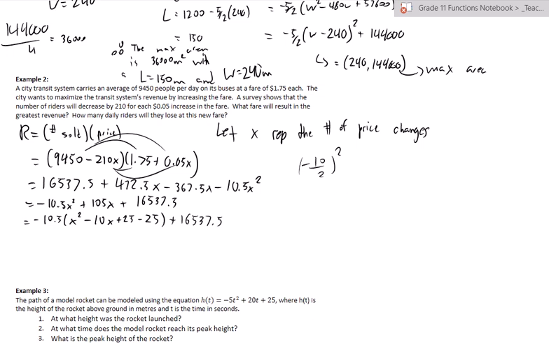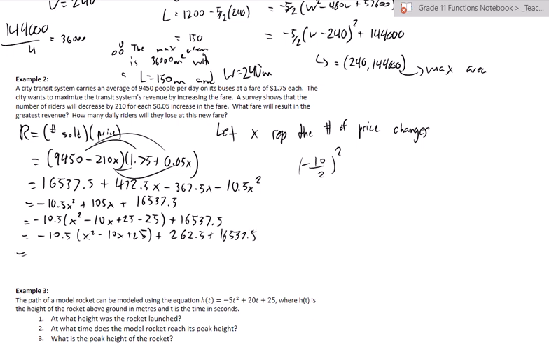We're then going to remove this negative 25, remembering to multiply it by its coefficient, so that's going to give us negative 10.5 times the bracket x squared minus 10x plus 25, plus 262.5 plus the 16,537.5.